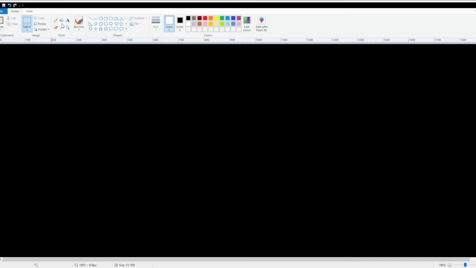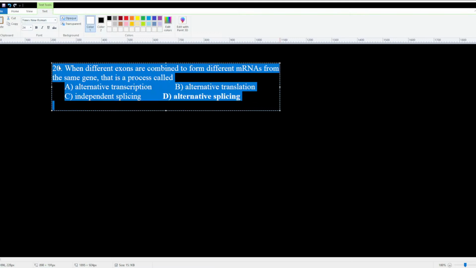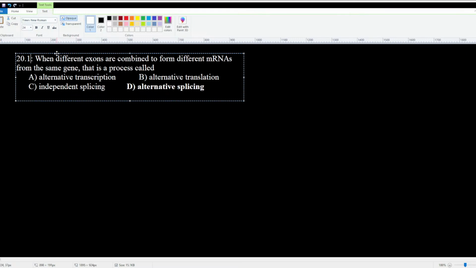I just realized there are two number 20s, and I'm sure many of you realized that too. So number 20, let's call this number 20.5 or 20.1. That makes more sense. 20.2. That makes even more sense somehow. Wow.